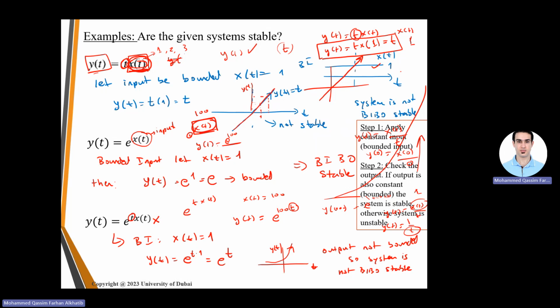Okay. So apply a constant input. Just put any value for x of t. Then check the output. If the output is also constant, then it is bounded, and the system is stable. Otherwise, the system is not stable.